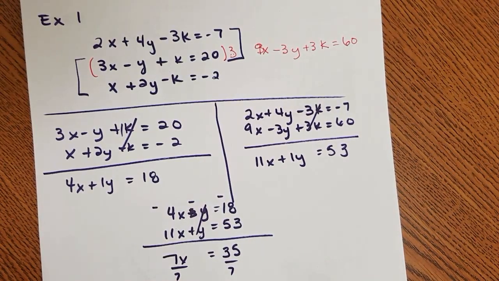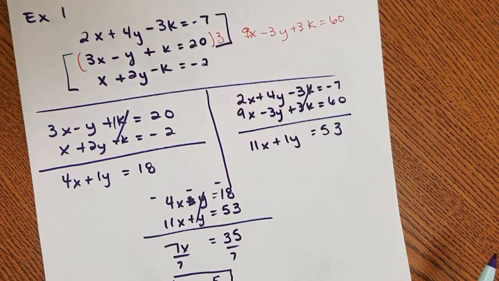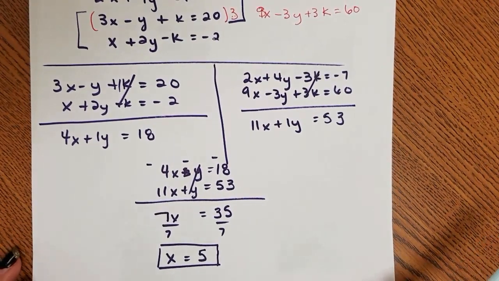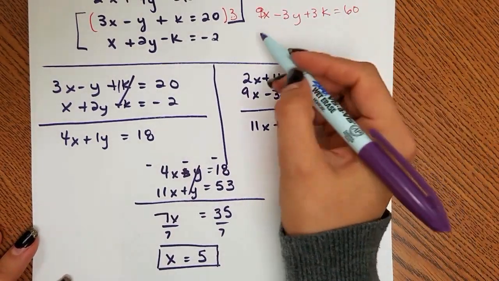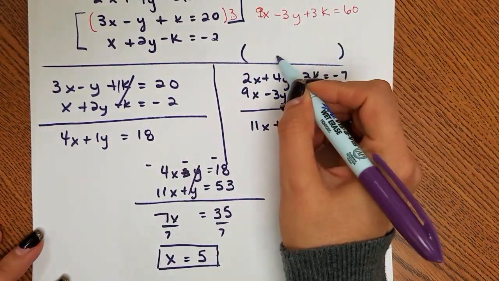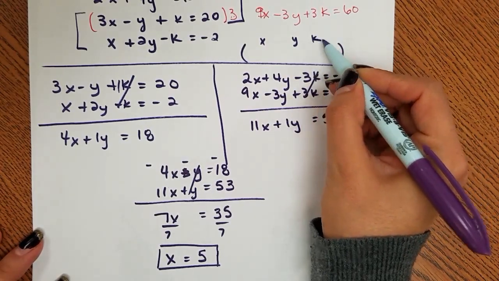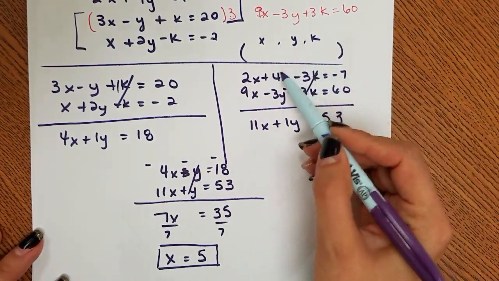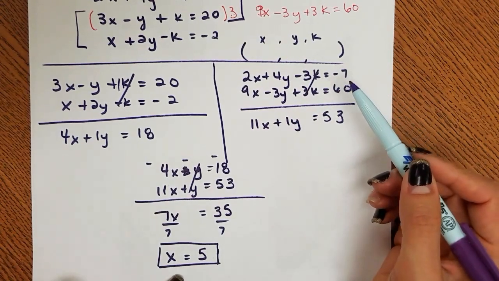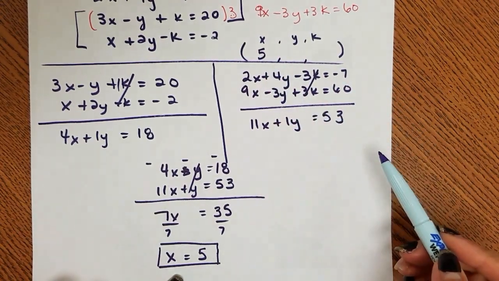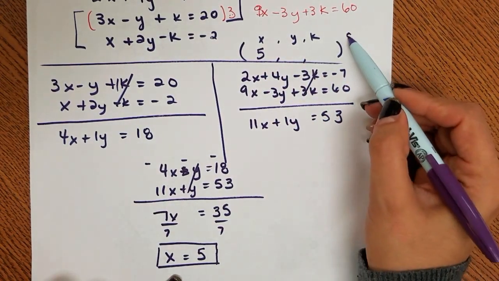Okay, so I have found one of the variables in order to solve this system. Now remember, your solution to your system has 3 variables, x, y, and k, which you have to separate by commas. So I found my x. I'm going to put it here in the solution set so that I can check it later.